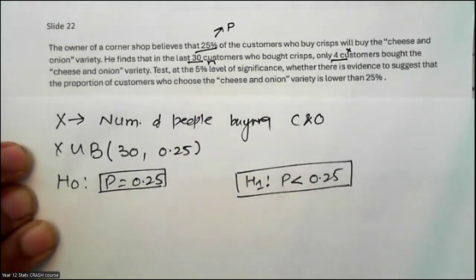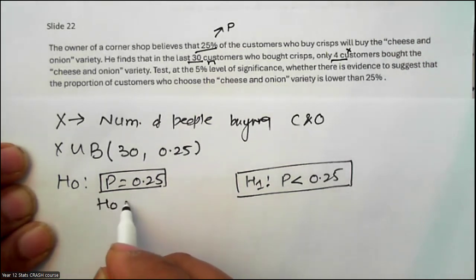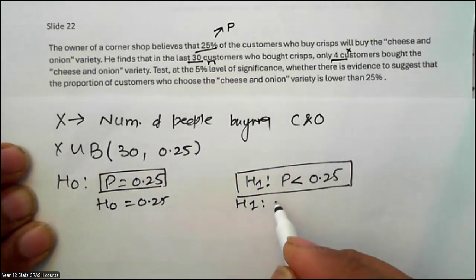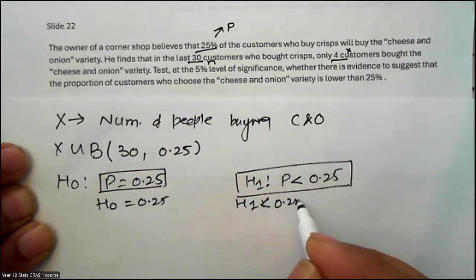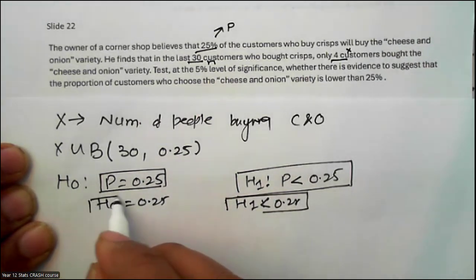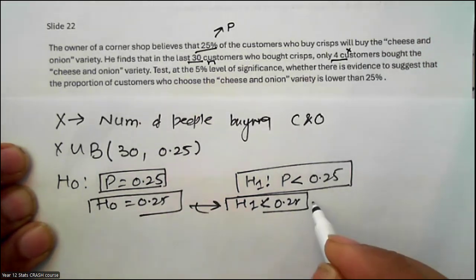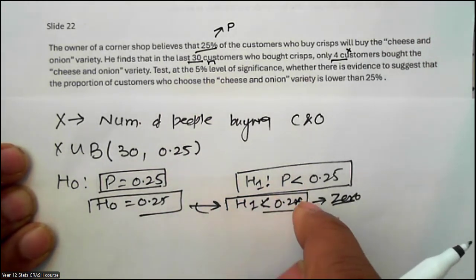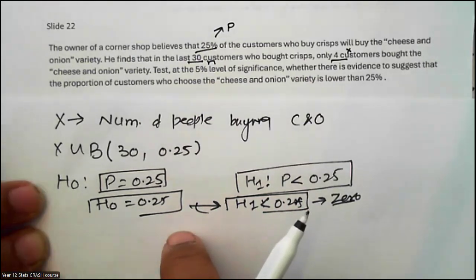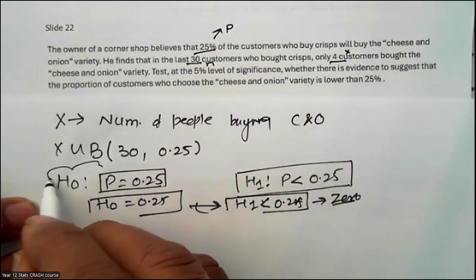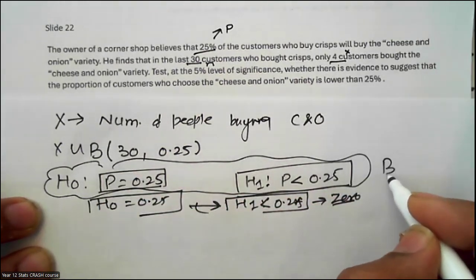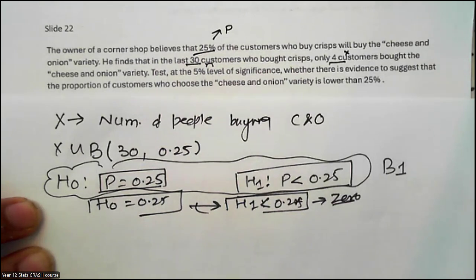Very important point over here. If you write down H0 equals 0.25 and H1 equals or less than 0.25, people, you do not get any mark for this. That's 0. Even if one of them is written like this, that's 0 marks. Otherwise, this part gives you the first mark, even if your question is not answered. This is an independent mark.